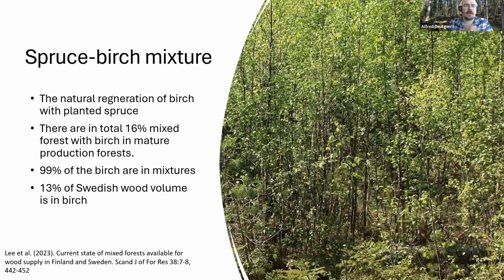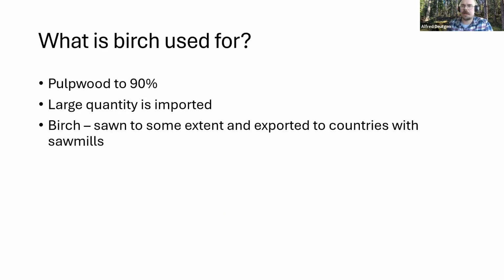And spruce-birch mixtures, that's when you have natural regeneration of birch with planted spruce. There are a total of 16% of the mixed forest with birch in mature production forests, and 99% of birch in Sweden are in a mixture, and 13% of Swedish wood volume is birch. So that's where they're in the mixtures. And the birch is used for pulpwood to 90%. Large quantities are also imported from nearby countries, since the demand has been quite high.